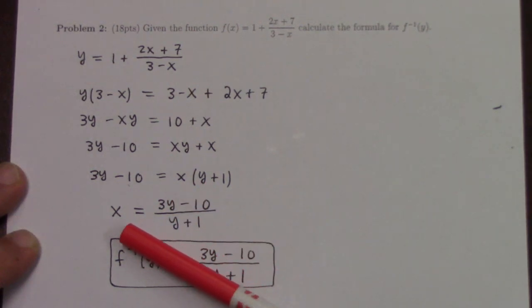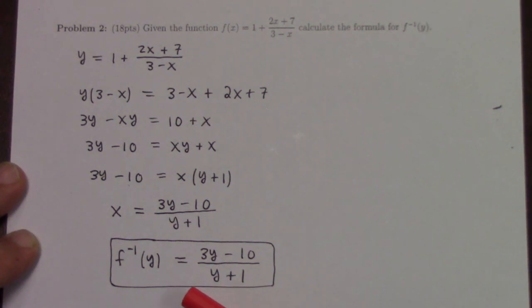Y plus 1 to give me x is 3y minus 10 over y plus 1, which gives me the formula for f inverse of y is 3y minus 10 over y plus 1. So that was problem 2.